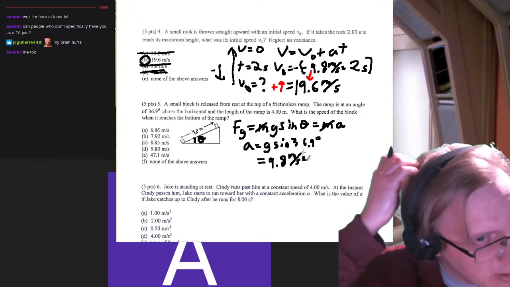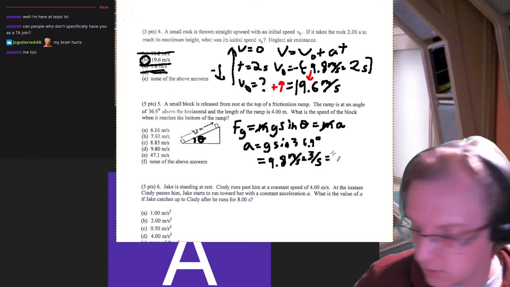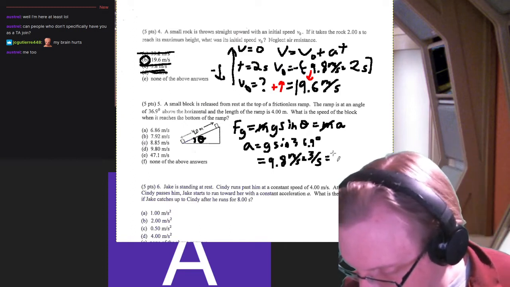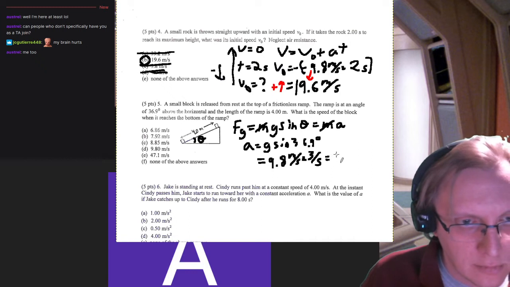times sine of 36.9, and let's see here, 3/5, right? Yeah, 3/5. There's our 3/5 front back. 9.8 times 3/5 is 5.88. 5.88 meters per second squared.